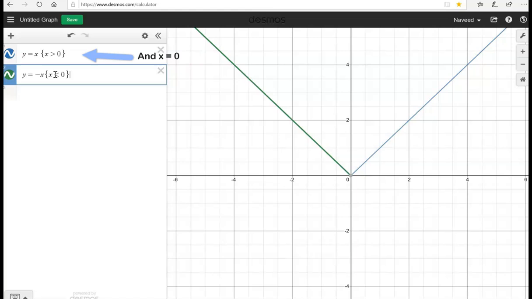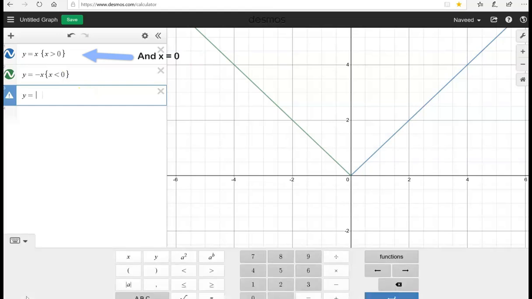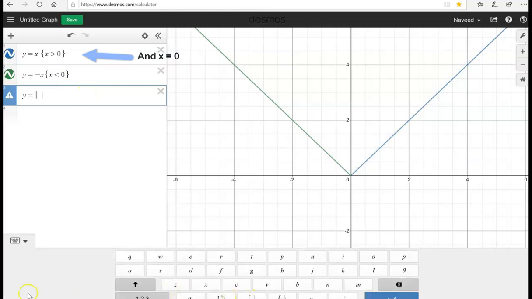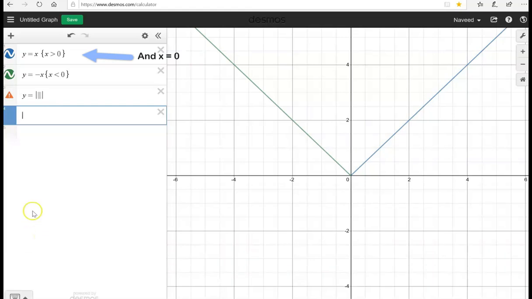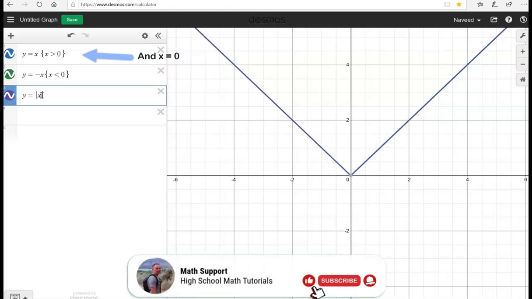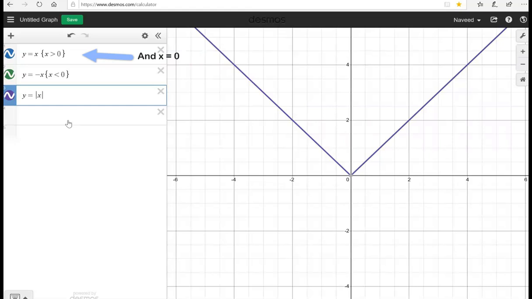All right, now let's compare that. I'm going to just write y equals absolute value of x. The bar that I'm using is the key right below the backspace on my keyboard, or you can come up here with the keyboard and click on that. The second brackets that you can have, an absolute value, is right here. So let's punch in absolute value of x, and look at that. The purple graph, I'm a little bit colorblind, I think this is purple. The purple graph is matching exactly the blue graph and the green graph.